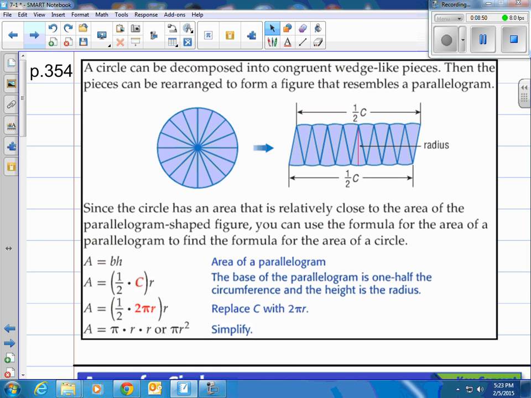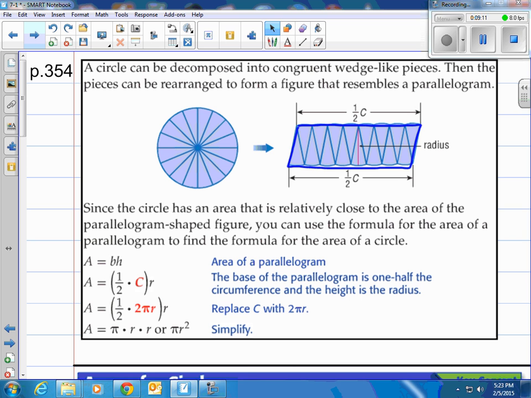Oh yeah, it does kind of look like a parallelogram. Let me draw that there. You can kind of see that. I see it there, parallelogram. Now, since the circle has an area that is relatively close to the area of the parallelogram-shaped figure, you can use the formula for the area of a parallelogram, which is base times height, to find the formula for the area of a circle.